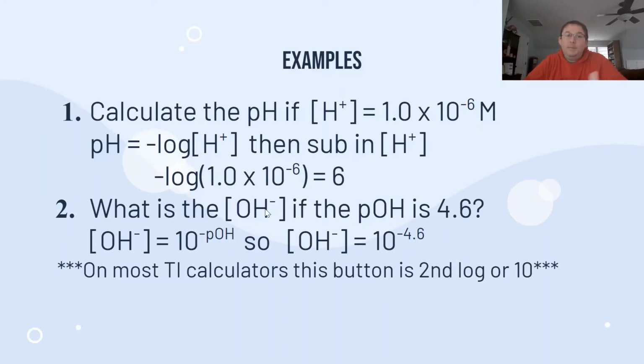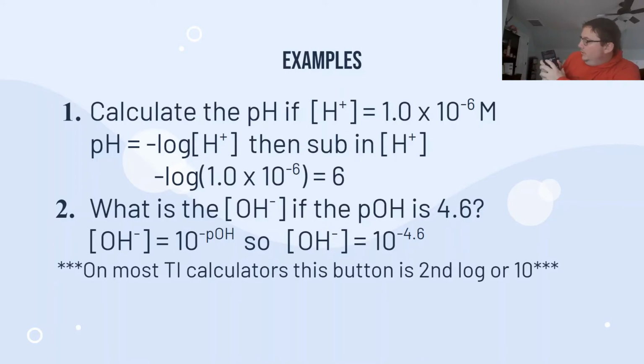So this is the opposite of what we just did, but with OH and pOH. For the hydroxide ion concentration, I would find the antilog of the pOH, which is 10 to the negative pOH, subbing in this 4.6 here, 10 to the negative 4.6. All right. And I didn't actually write the answer in this slide, so let me go ahead and do this calculation really quick for us.